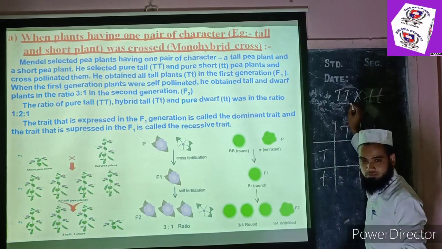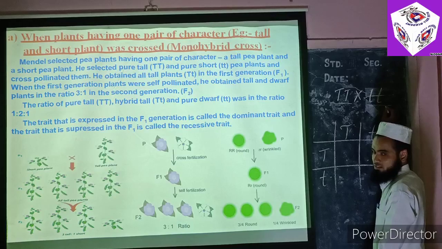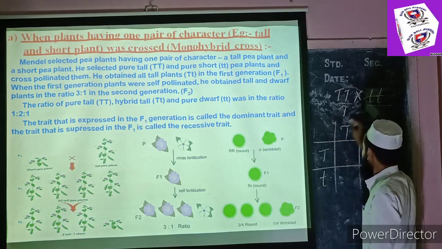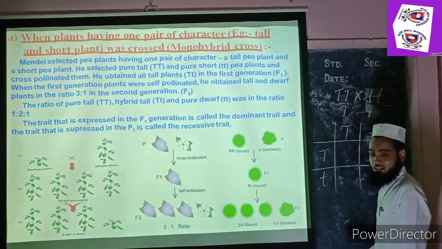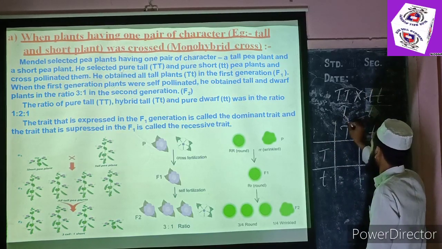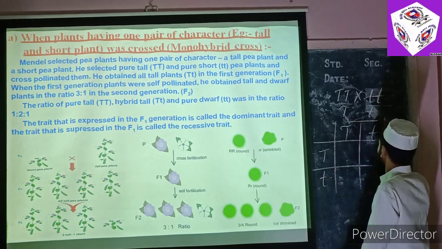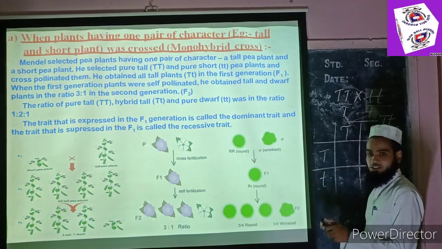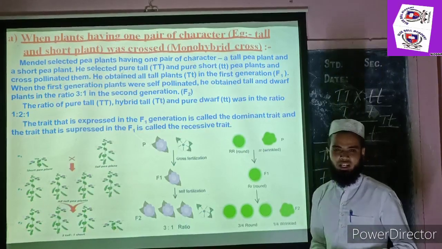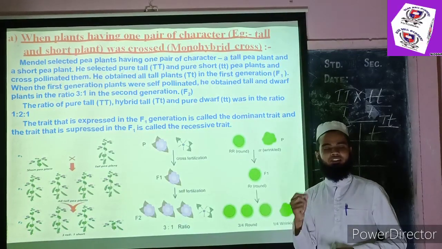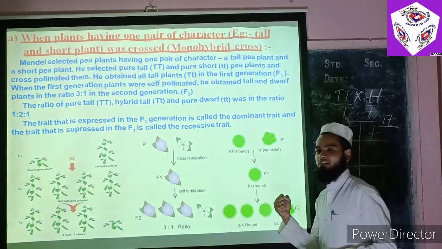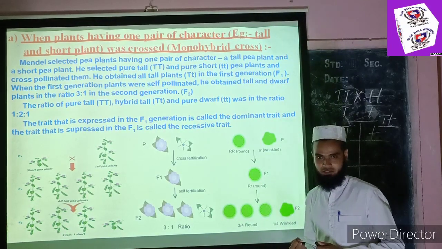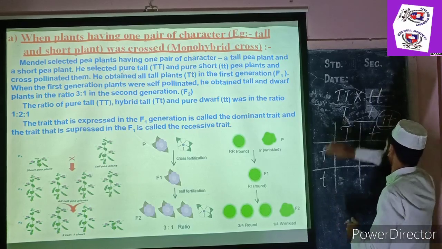This is the first plant, tall, and this is a dwarf plant. The character responsible for tall is capital T and the character responsible for dwarf is small t. When we cross them, in the F1 generation we got capital T, small t. And I said that in tall and dwarf, tall is a dominant character. At the beginning itself I said this terminology: a dominant character is a strong character which made its impact more on the recessive character. So in the F1 generation we got which plant?